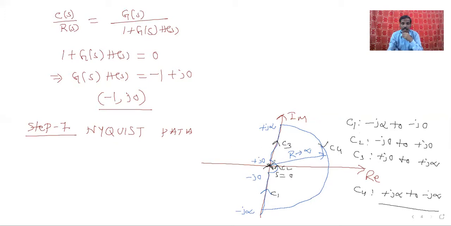This is the radius R tends to infinity, and this small radius is epsilon. Epsilon tends to 0, but not equal to 0. This is called the small circle or small contour or small path. So this is the first problem for Nyquist stability analysis. Thank you.